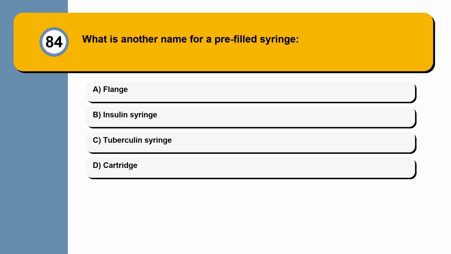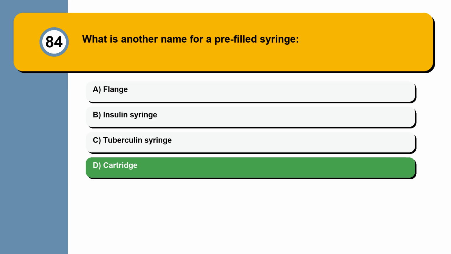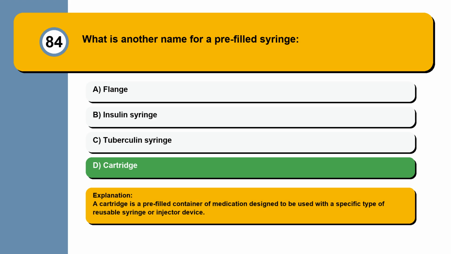Question 84. What is another name for a prefilled syringe? Here are your options. Option A, flange. Option B, insulin syringe. Option C, tuberculin syringe. Option D, cartridge. The correct answer is option D, cartridge. Explanation. A cartridge is a pre-filled container of medication designed to be used with a specific type of reusable syringe or injector device.